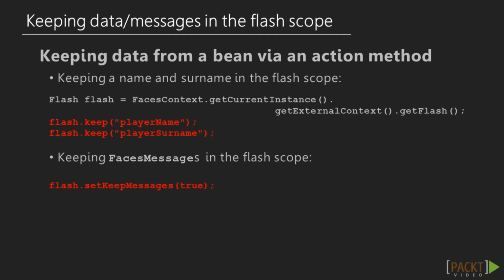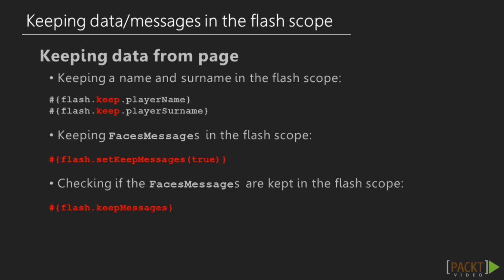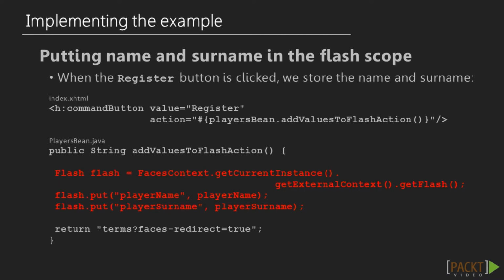In addition, we can instruct JSF to keep the Faces message instances queued in the current Faces context. This can be done via the setKeepMessages method. The Flash API allows us to check if the Faces messages will be kept across the next redirection via the isKeepMessages flag method. We can easily obtain the same effect from a JSF page by using the flash implicit object as in these examples. Now let's sketch the main aspects of implementing our example.